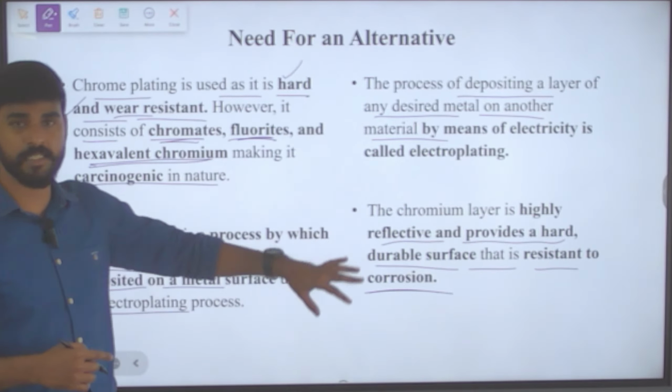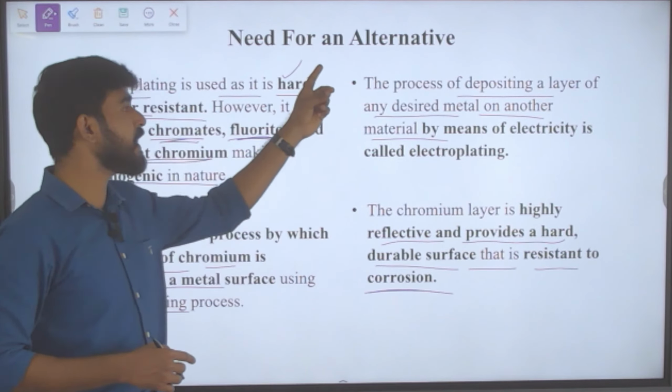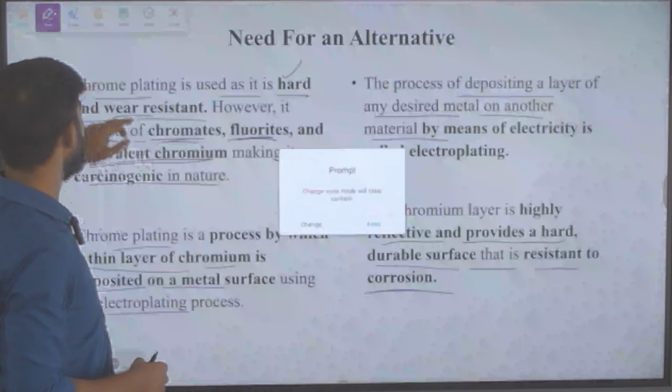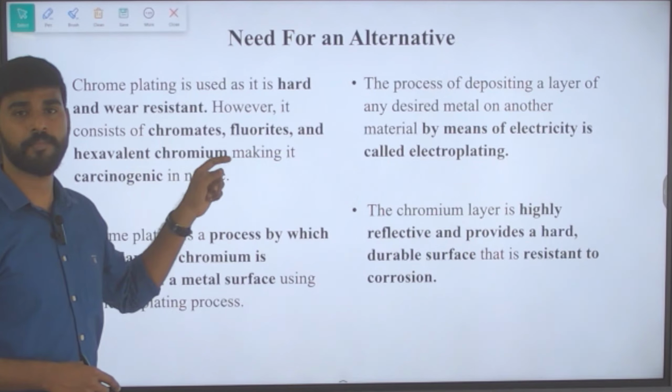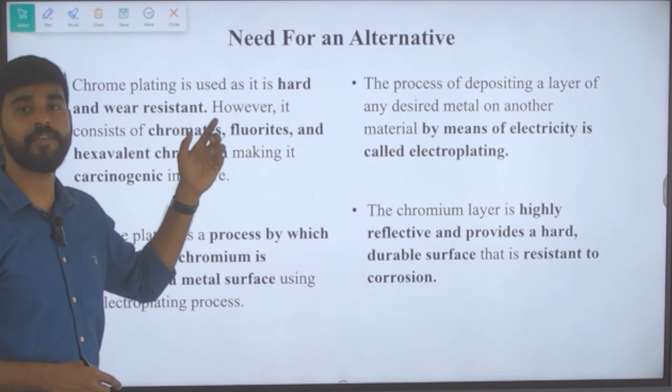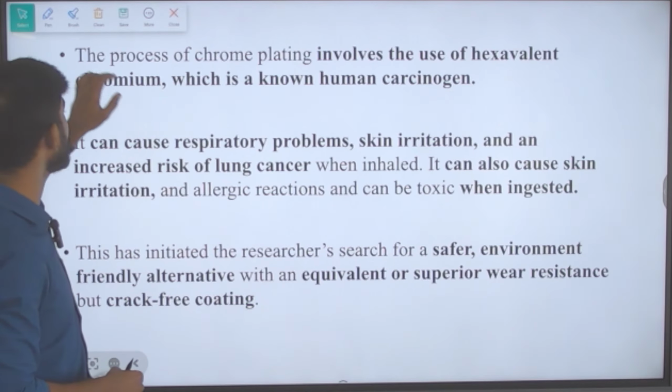That is why chrome plating is done. But why do we need an alternative? That is because it has carcinogenic substances in it. Okay, it releases carcinogenic substances, cancer causing substances.